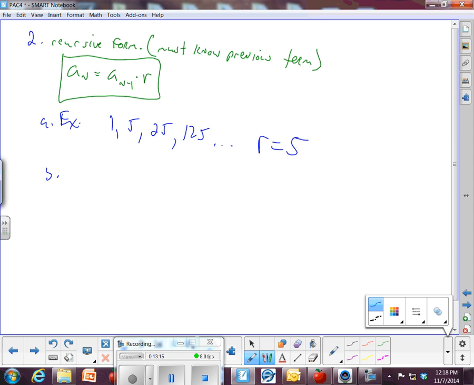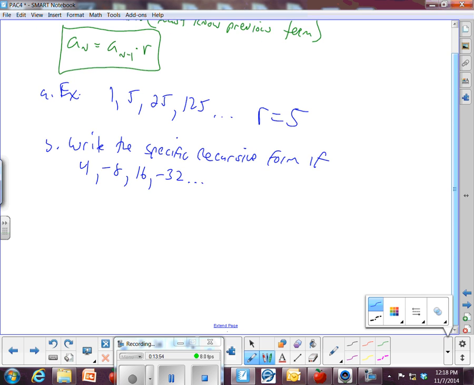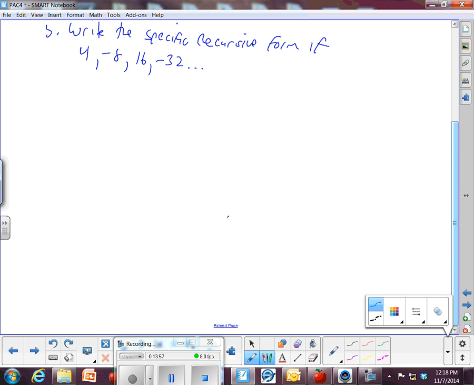Let's do B. I want to do one more thing. Write the specific recursive formula. Here's our sequence. Are you ready? 4, don't say anything now on this one, comma, -8, comma, 16, comma, -32. So that's a 4, -8, 16, -32.